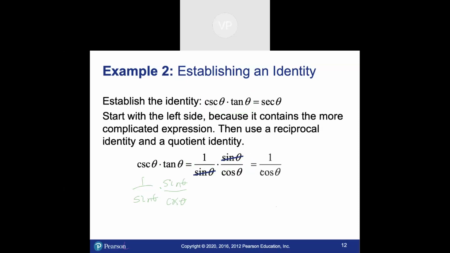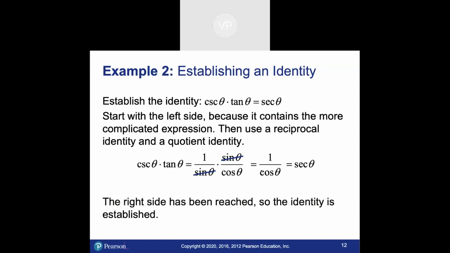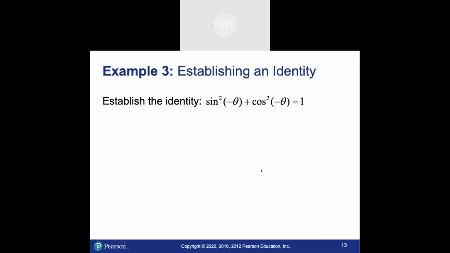Okay, so those cancel off. You're left with just 1 over cosecant. And then, of course, 1 over cosecant is the same as secant. And that's how we were able to take this and make it into that. And we've thus proven our identity. That's what they mean by establish your identity: somehow make one side equal to the other side using your different steps. Okay, so that's the main core of this section.